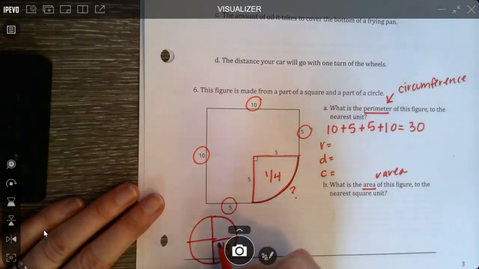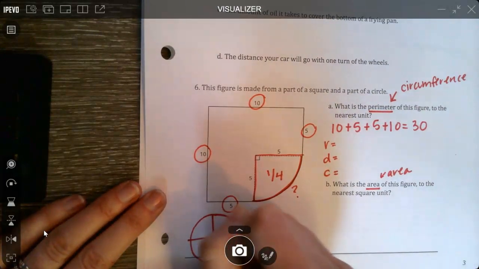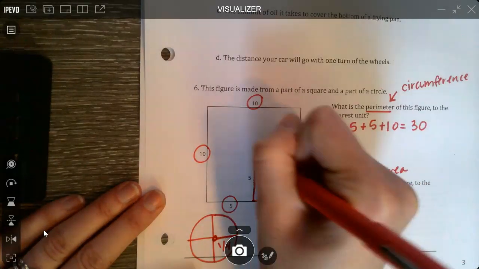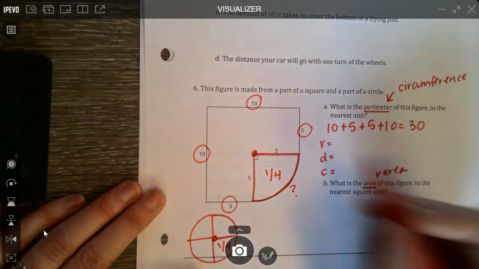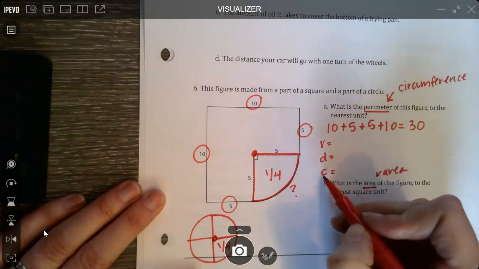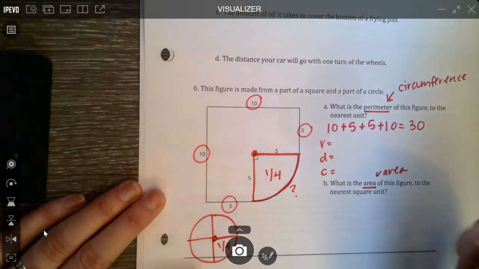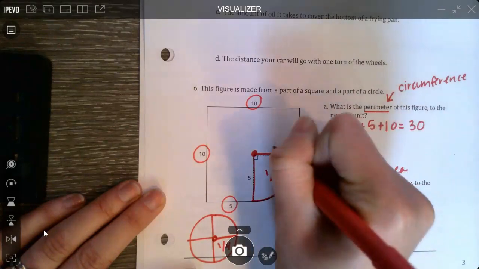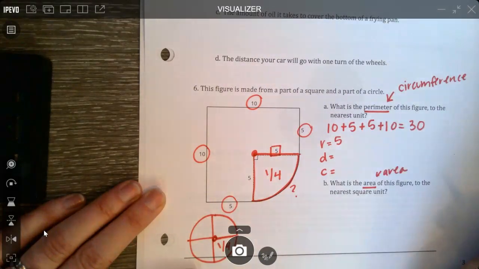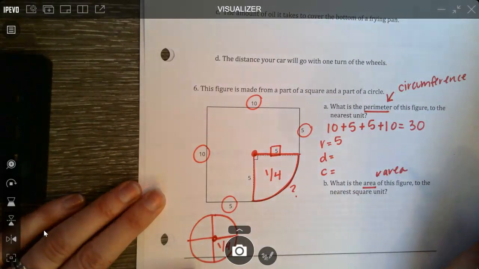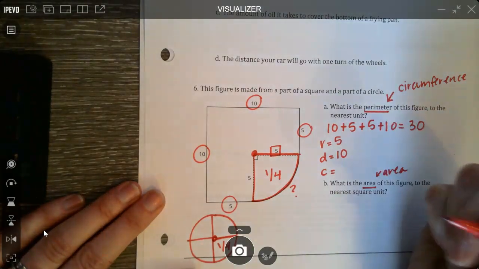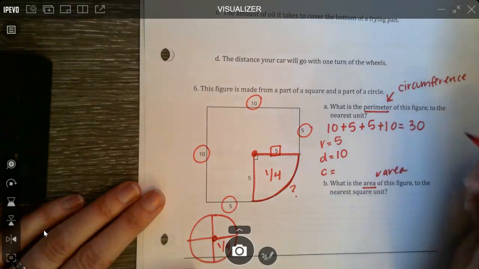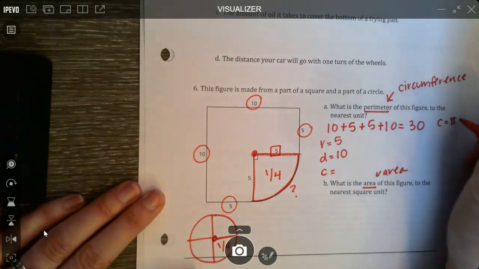Well, based on this picture, center to the outside, which is what this is, I know which piece of my circle. Radius, diameter, or circumference. I know the radius. The radius is 5. It says so right here. All right, well, if the radius is 5, we know that the diameter is double the radius, so this is 10. Then the circumference is pi times diameter.